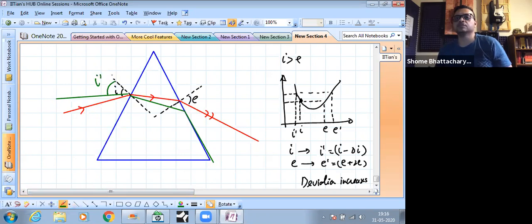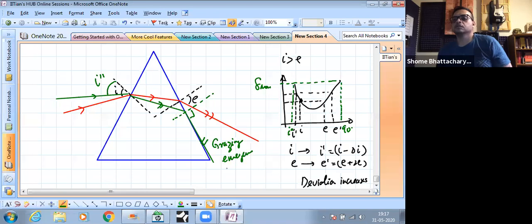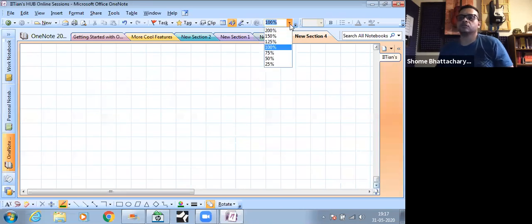So this angle of incidence is some special value for which the angle of emergence over here is tending to 90 degrees. So that will correspond to this maximum deviation point. This will be my delta maximum, and that corresponding value of I is some I double prime, let's say. So this incident ray is having a grazing emergence. E is tending to become 90 degrees. That is the solution.